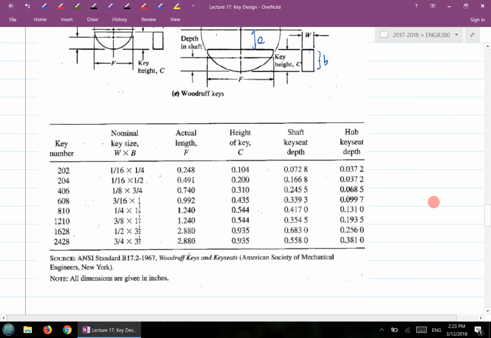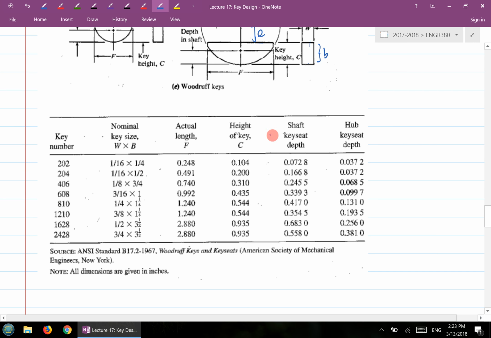There's another table in the lecture notes, which is this table here. That's basically the same table as 7-7. But there's one more good piece of information on this table, which is the so-called key number. Key number is used in industry. If you look at the catalog for the keys, that's something you will see. It's engineering language. So what key did you pick? You pick a 204. That's the key number.